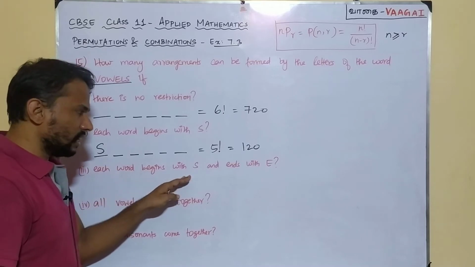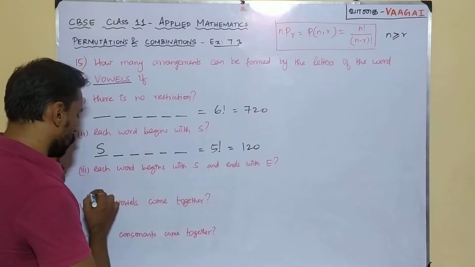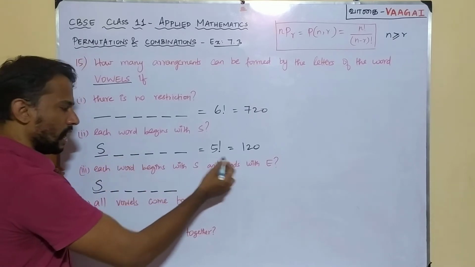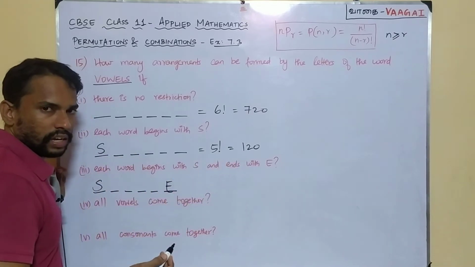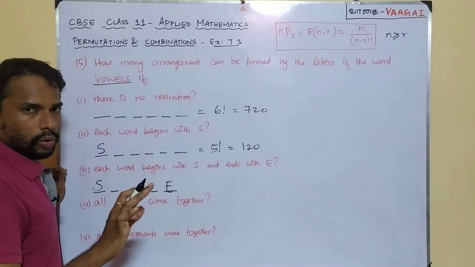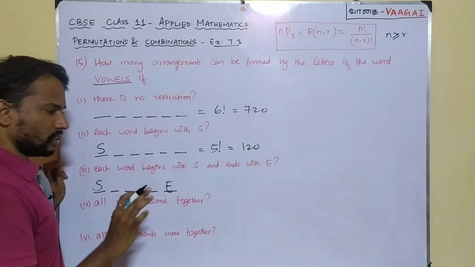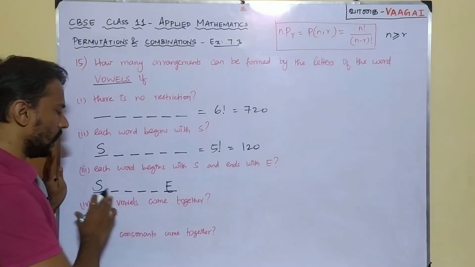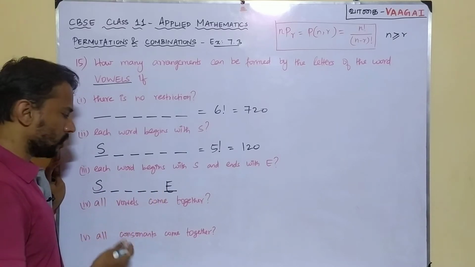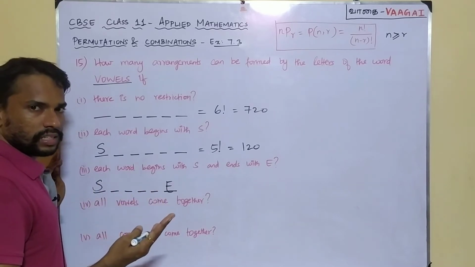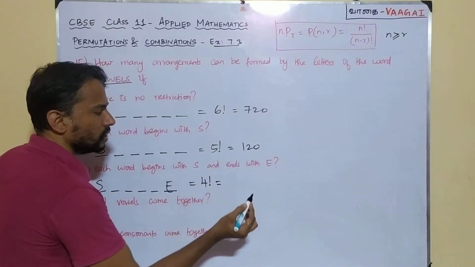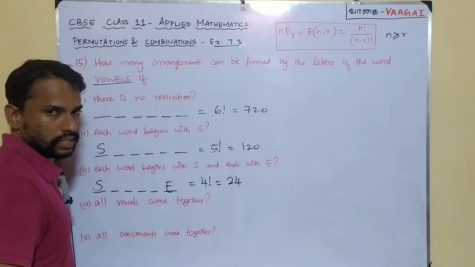Each word begins with S and ends with E. So that means 1, 2, 3, 4, 5, 6. Your starting letter should be S and ending letter should be E. This is what they have given here. So starting and ending slots are filled. You have no changes there, they are fixed, right? You can't touch those 2 positions, but in the other remaining slots you can make arrangements. There are 4 slots, so that will be 4 factorial, which is 24 is the answer. I hope we can understand this also.